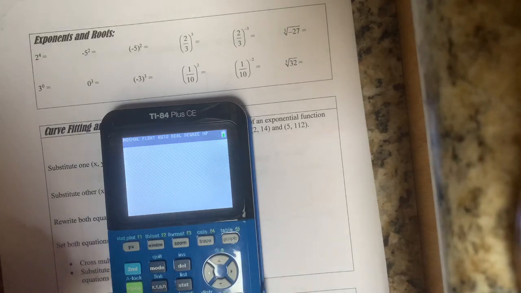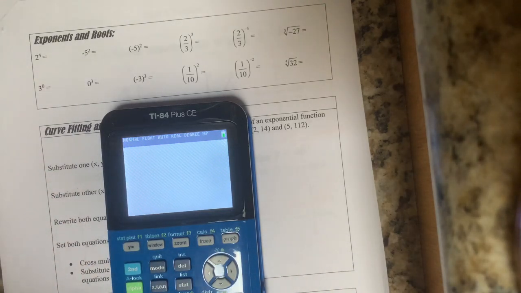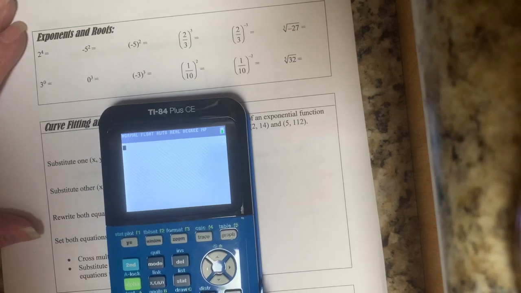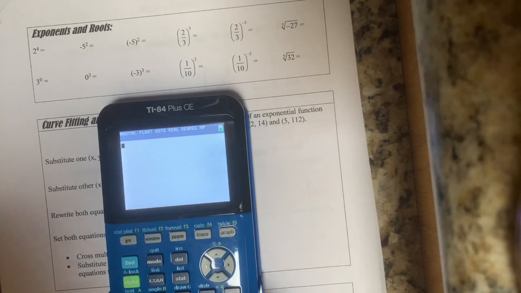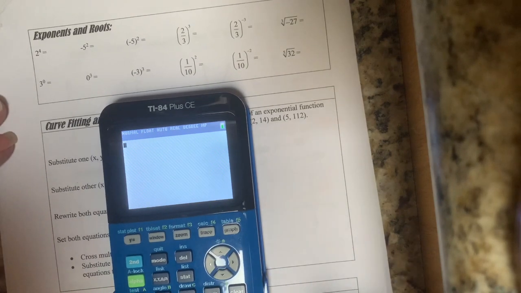Hi guys, this is Mrs. Kusich working on Exponents and Root Toolkit. A lot of really what I want to emphasize with you guys today is how to use the calculator.